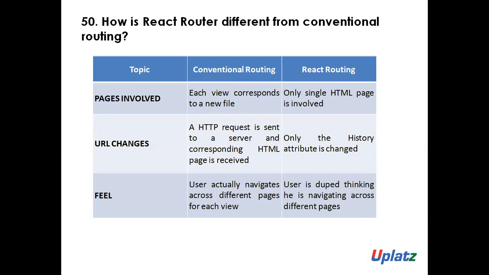How is React Router different from conventional routing? In conventional routing, each page corresponds to a new file, but here only a single HTML file is involved. When the URL changes, only the history attribute keeps changing, but the page does not get reloaded. In conventional routing, when a request is sent to a server, the corresponding HTML page is received, and the user navigates across different pages. Here it seems like the user has navigated across different pages, but it is not like that. We have one page, and it changes based on the history attribute. That is the difference between conventional and React routing.